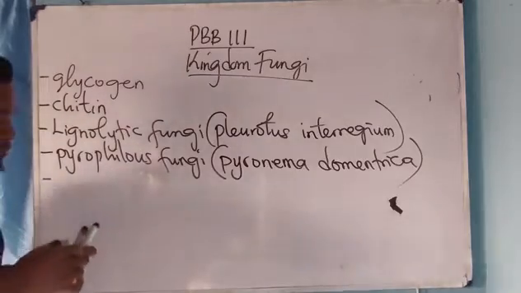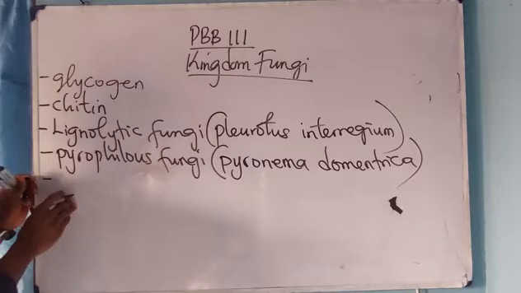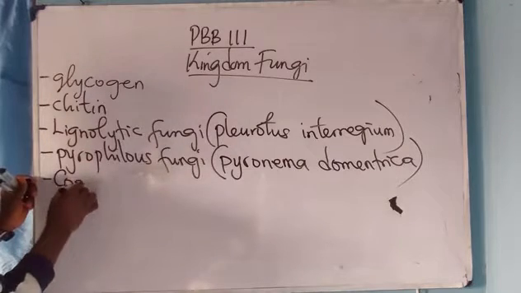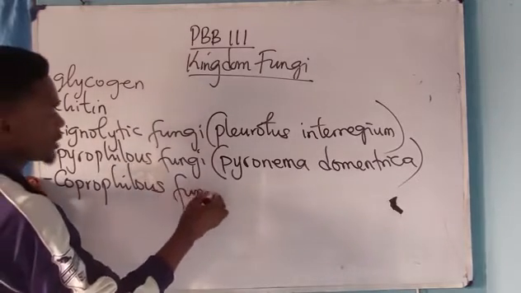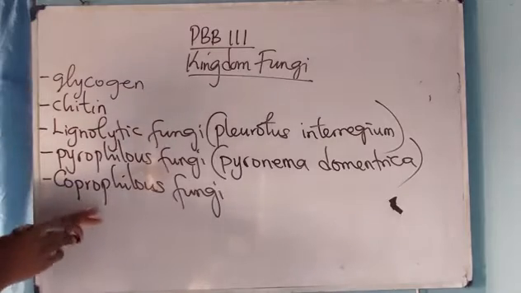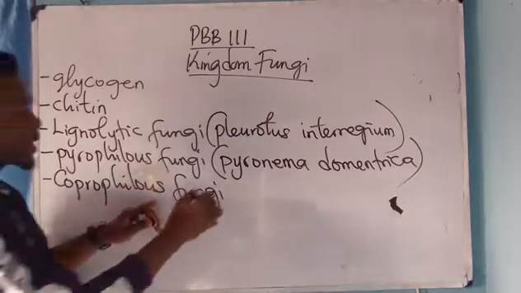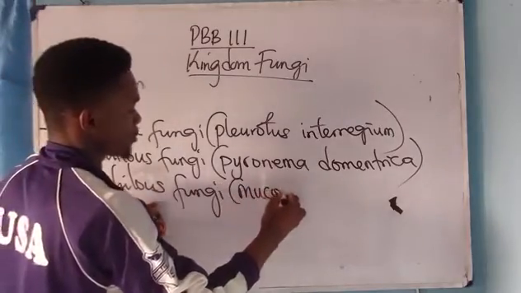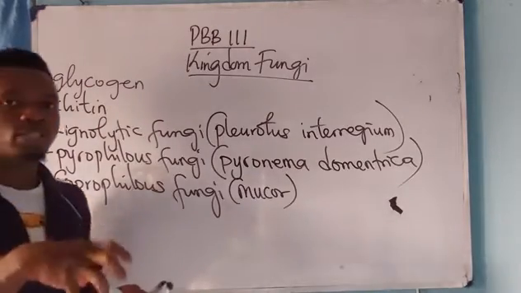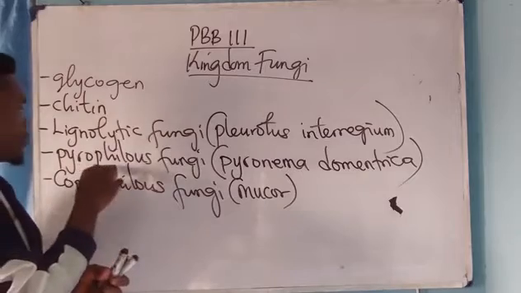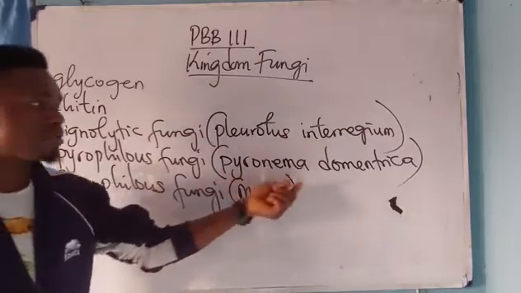Then I said that some are also found in animal dung. These fungi are called coprophilous fungi. They are found on animal dung. An example is Mucor. Mucor is a coprophilous fungus because it is found on animal dung. Pyrophilous fungi are found in burnt grasses, and a good example is Pyronema domestica.